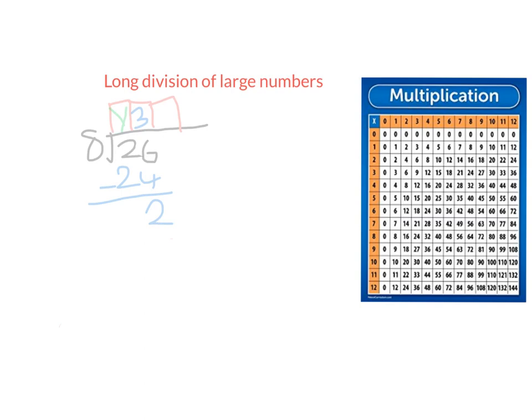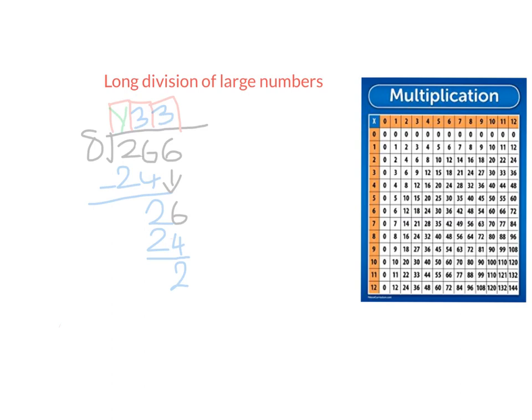Then I uncover my next value, which was a 6, and I'm going to bring that 6 down. So now it's 26, and again, I knew that the closest I could get was 24, so I'm going to stick with that number, and I'm going to say that was 3 times. So again, it's 24. And once again, I'm left with a 2. Now if I wanted to leave it with a remainder, I could say I have 33 with a remainder of 2. But let's say I don't want a remainder. I want to keep going. I want to see if I can solve this.